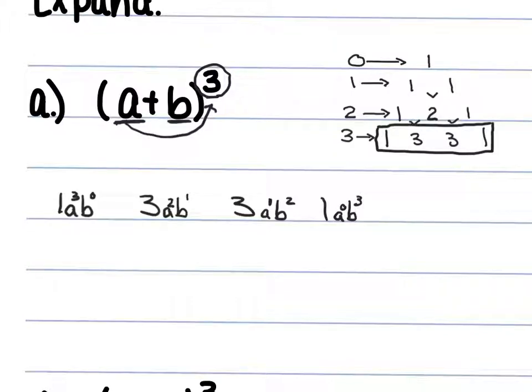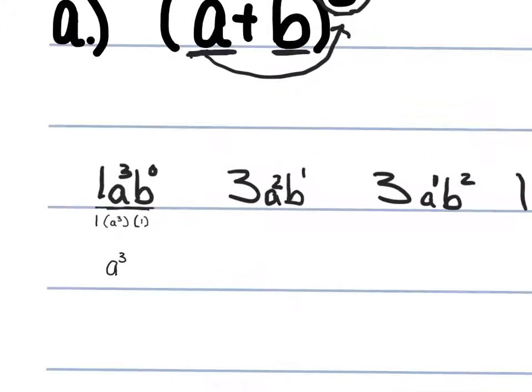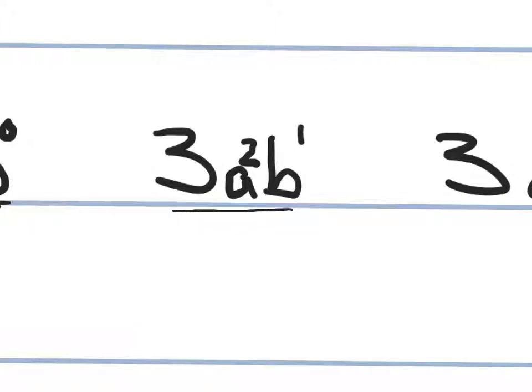Now we're very close to the end. We just need to actually figure out, well, what does each one of these equal? So we're going to look at this first one here. So we've got 1 times a to the third power times b to the 0 power. Now we have to remember that b to the 0 power is the exact same thing as 1. So we get 1 times a to the third power times 1. Well, 1 times a to the third power times 1 is a to the third power. Moving on to the next term. We've got 3 times a squared times b to the first power, which we can just write as b, which would just be 3a squared b. There's our second term.